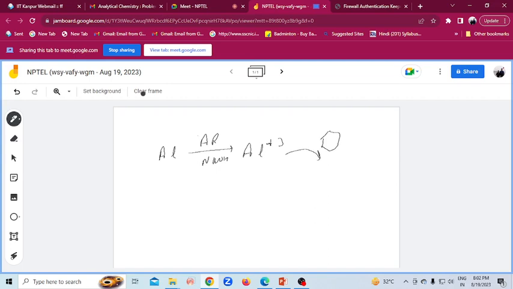The ligand is 8-hydroxyquinoline. Here it will be N, and here it will be H. So it will make a complex with aluminum. How will it make it? Suppose it is N here.